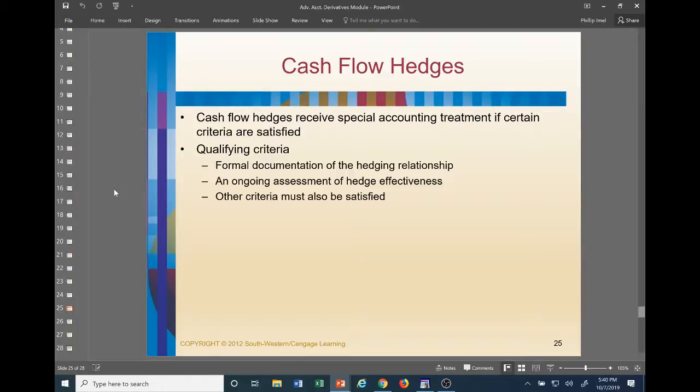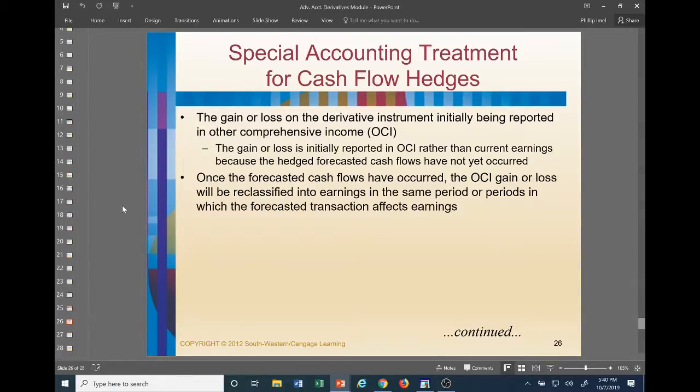Cash flow hedges receive special accounting treatment if certain criteria are satisfied. The qualifying criteria are formal documentation of the hedging relationship and an ongoing assessment of hedge effectiveness, and other criteria must also be satisfied. For special accounting treatment of cash flow hedges, the gain or loss on the derivative instrument is initially reported in other comprehensive income. So once again, the gain or loss is initially reported in OCI rather than in current earnings because the hedged forecasted cash flows have not yet occurred.